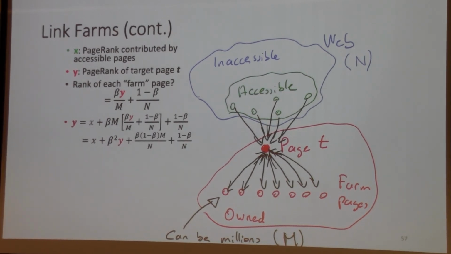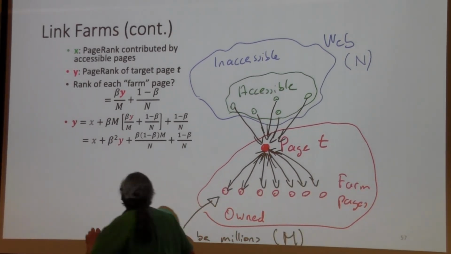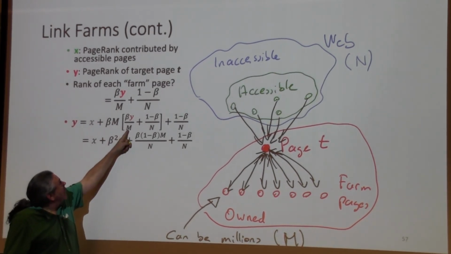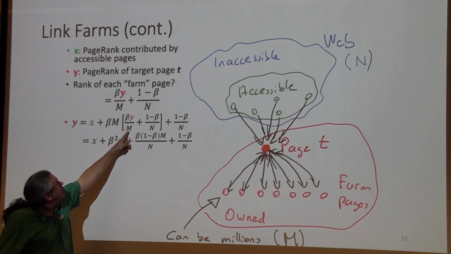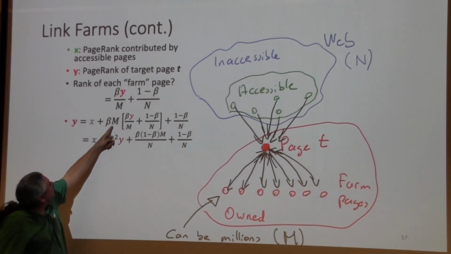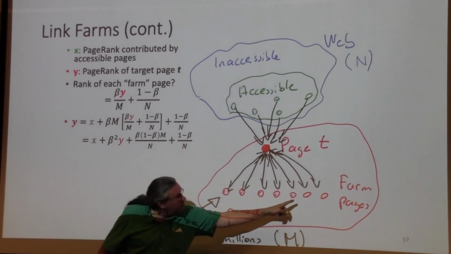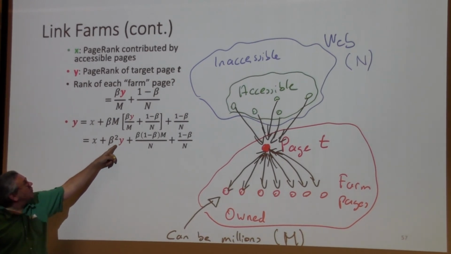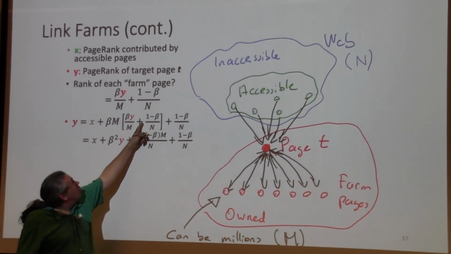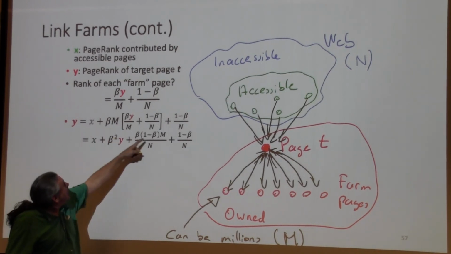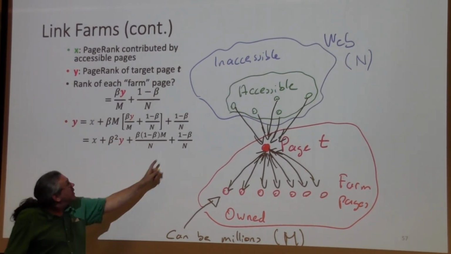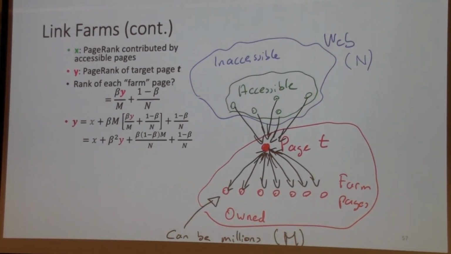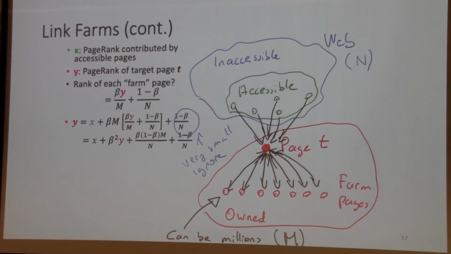I can simplify now. You notice you have two factors of m here. The m is in the denominator, since it's divided by how many of them, but I also have m of them, so it's also multiplied by m. Okay, so y is equal to x plus beta squared y plus 1 minus beta times m over n plus this very small number, which the last one I can ignore. So let's simplify this. We ignore the blue one.